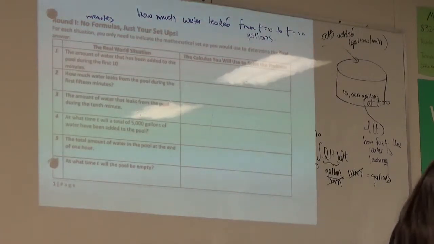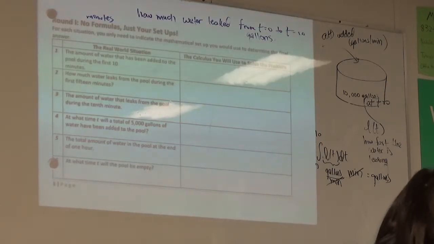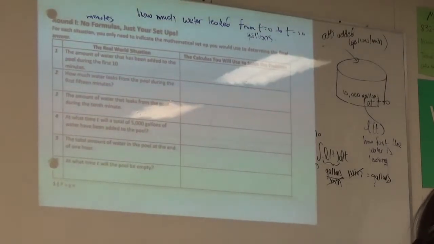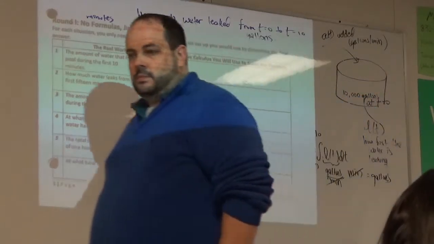L is leaking, A is adding. How much water leaks from the pool during the first 15? Just how much the pool uses. It says how much. That's the rate.